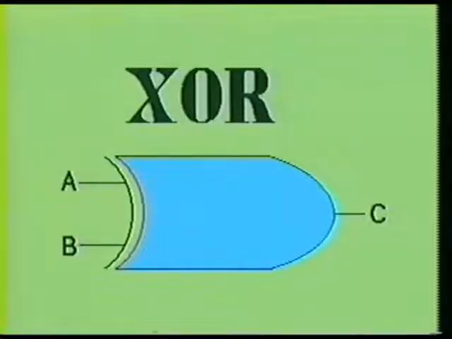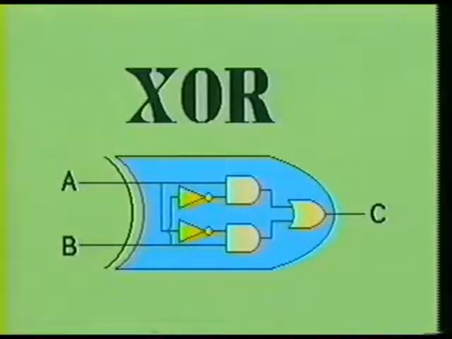The exclusive OR gate is the most widely used in the exclusive logic family. This gate is used frequently in digital arithmetic circuits. Here we see an equivalent circuit of the exclusive OR gate. Notice that it consists of 2 inverters, 2 AND gates, and 1 OR gate.